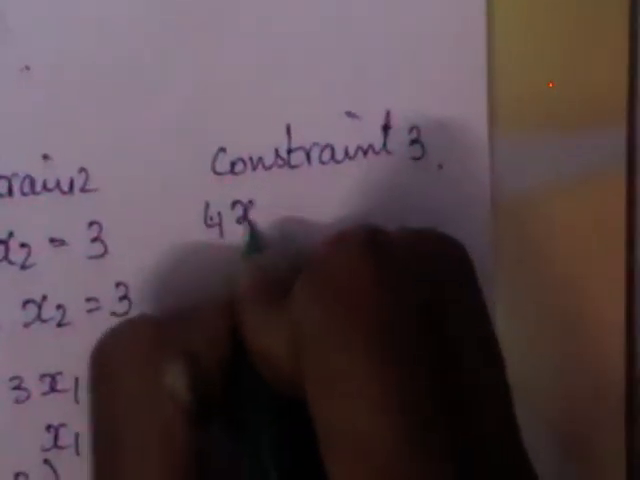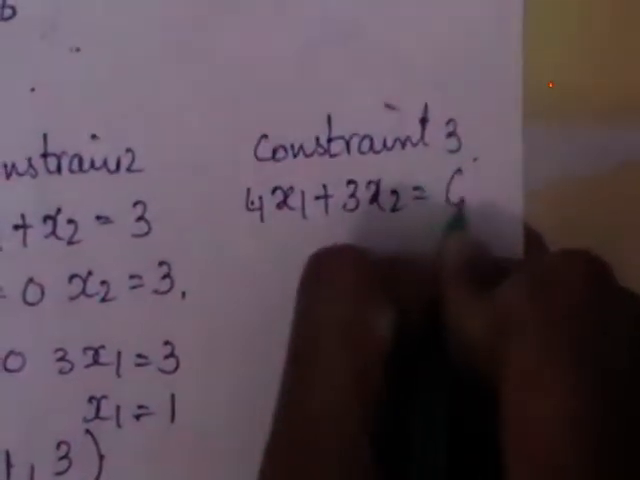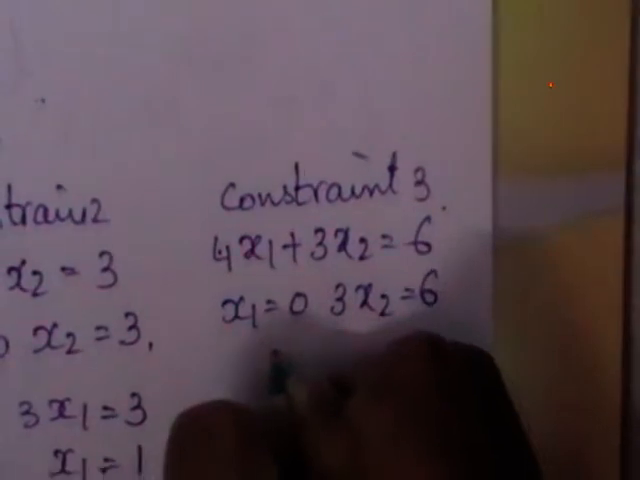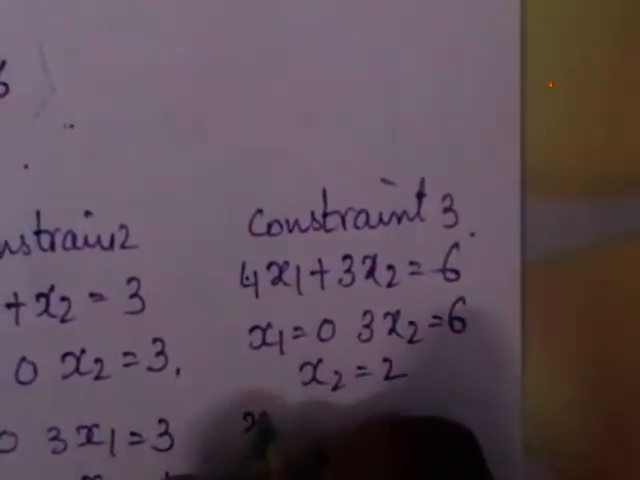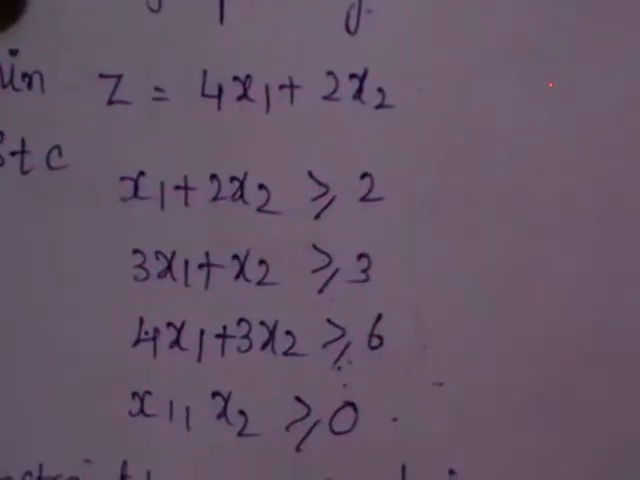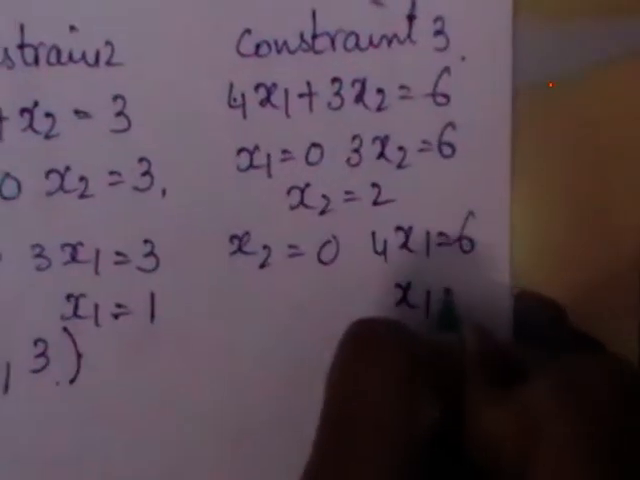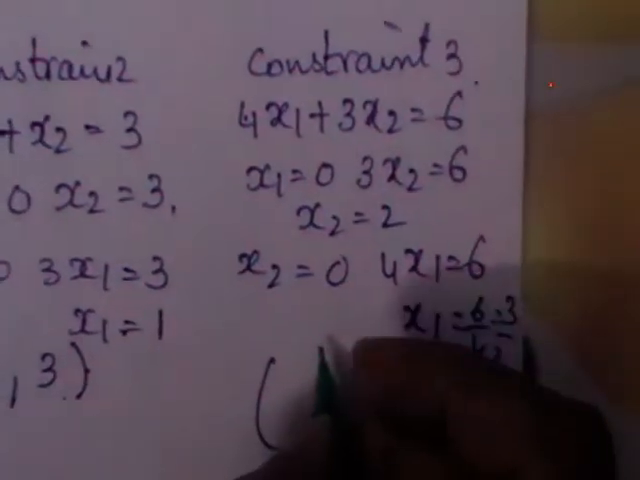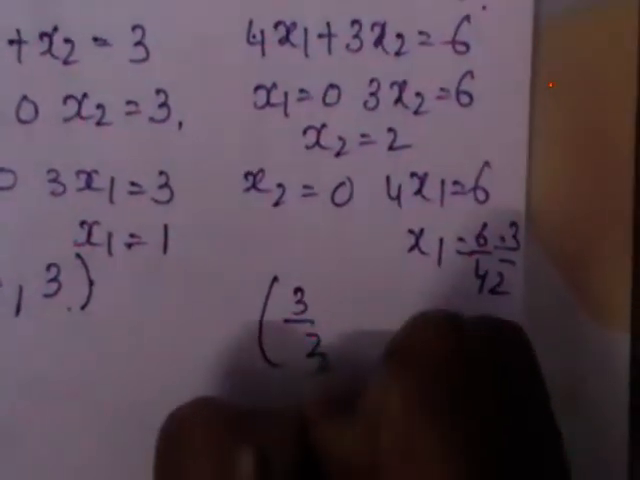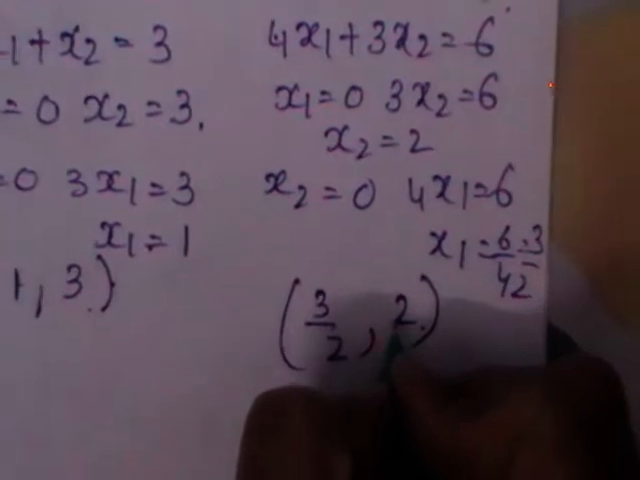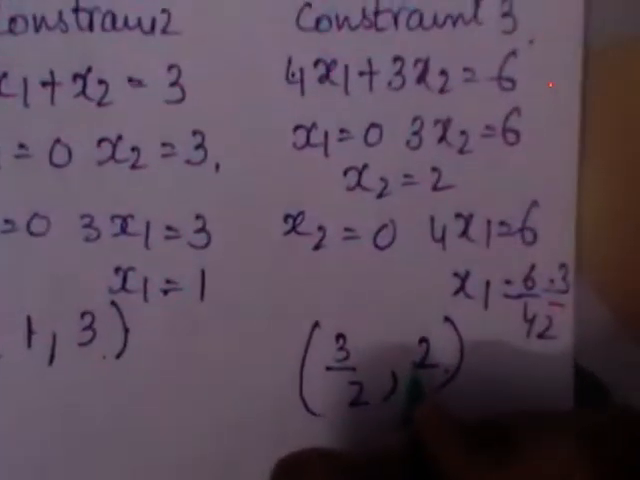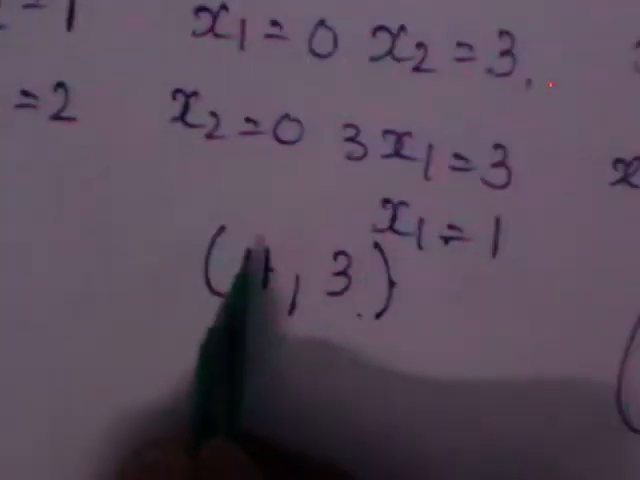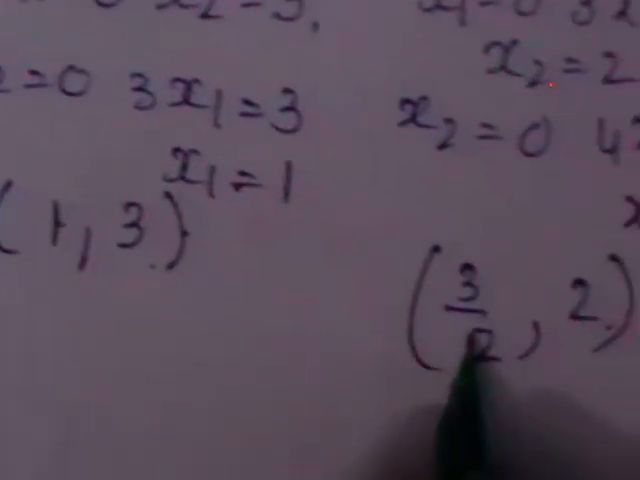The third constraint is 3x1 plus 2x2 is equal to 6. If you put x1 is equal to 0, you will get 3x2 is equal to 6, where x2 will be 2. If you put x2 is equal to 0, you will get 4x1 is equal to 6, which implies x1 is equal to 6 by 4, which is nothing but 3 by 2. The ordered pair here is nothing but 3 by 2 comma 2. So the first ordered pair is 2 comma 1. The second ordered pair is nothing but 3 comma 1. The third one is nothing but 1.5 comma 2.